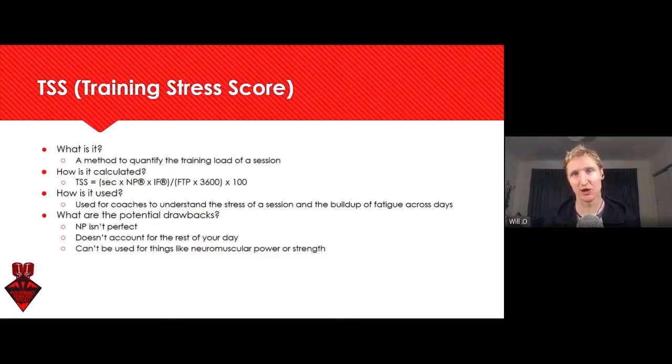So the percentage of threshold that you're working out, 0.5 being 50%, 0.9 being 90%, and then it just divides that by your threshold for an hour.